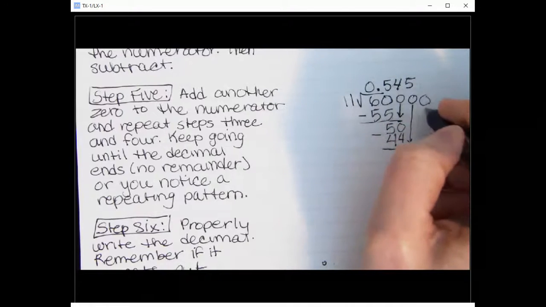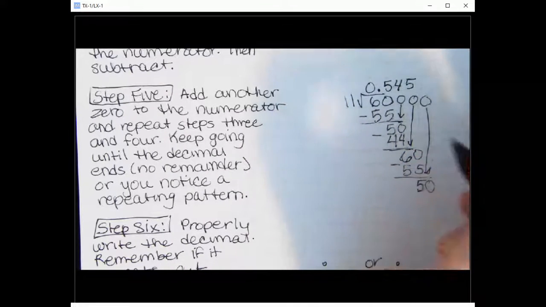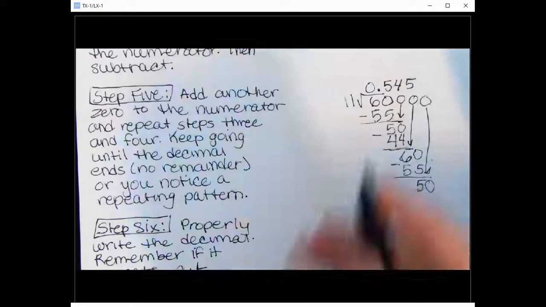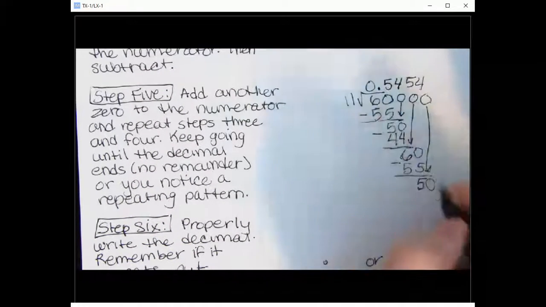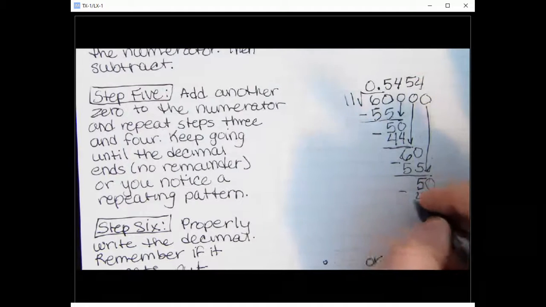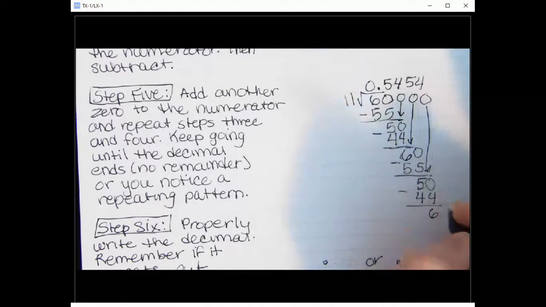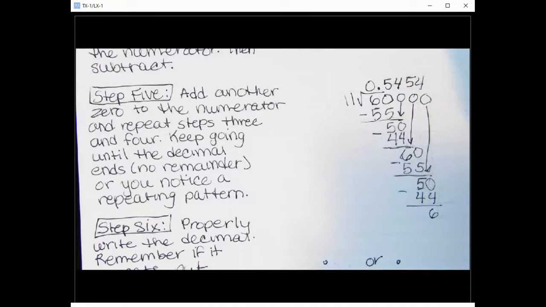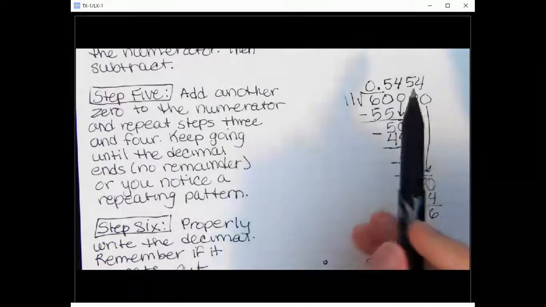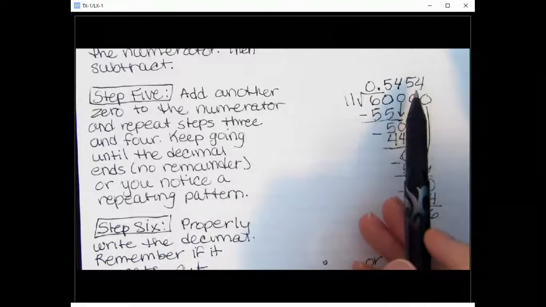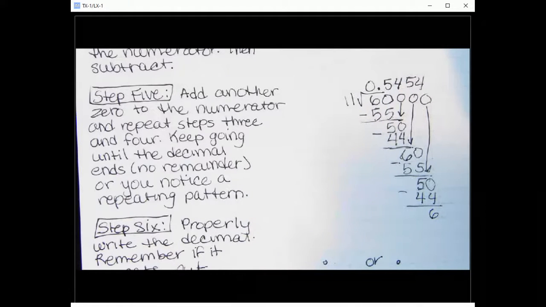So I'm going to add that extra 0, bring it down. 11 can go into 50 4 times. 4 times 11 is 44. Do some subtracting, and I'm left with 6 again. So you can keep going on forever and ever, or you can start seeing that the pattern in this example is going to be 5, 4, 5, 4 repeated, and so on. I suggest going to at least 4 digits after the decimal before you start assuming that there's a pattern. So keep going until you know for sure.